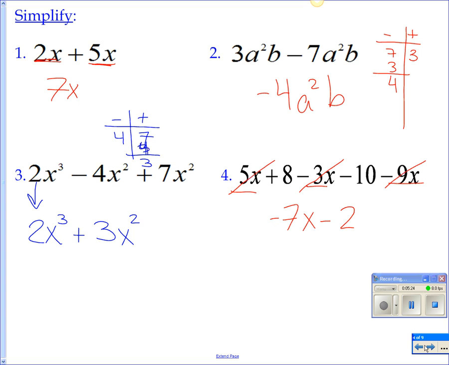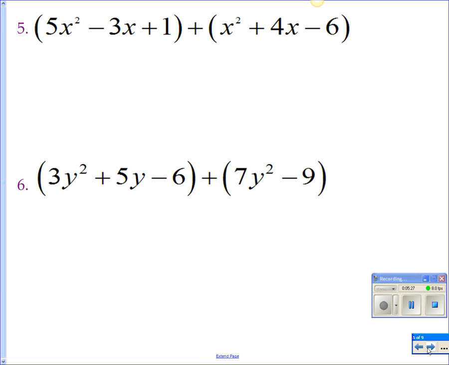All right, number 5. 5x squared minus 3x plus 1 plus x squared plus 4x minus 6. All right, what's in the middle of these two parentheses? Addition. So it's asking you to add them. It's asking you to add them because there's a plus sign in the middle. Okay, there's a plus sign in the middle. Now, one thing you can think about if it helps you to understand it, what number could I put right here? Anybody know what I could put right here?